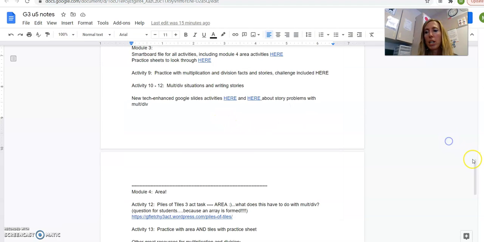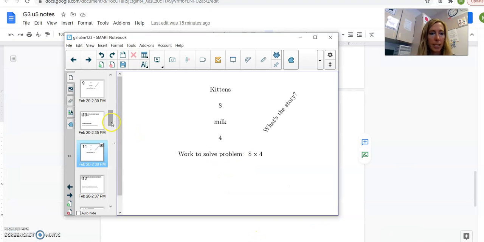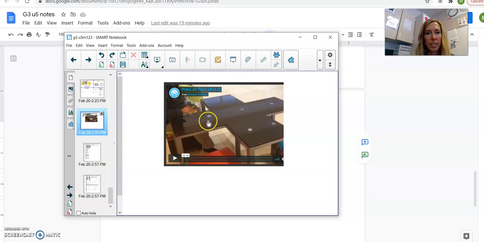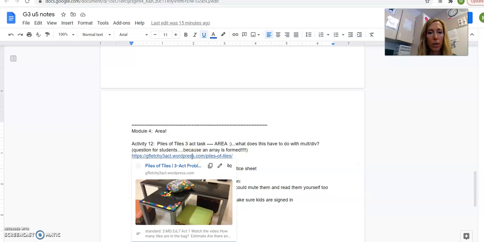And then in module 4, we end with area. And you guys have already worked through area a lot in Number Corner, and now it's just working on it again in regular math time and bringing it back in. There's the piles of tiles task, which you may have remembered doing. This is on the same Smartboard file as the one we just looked at with the word problems, but if I scroll all the way down, you're going to find piles of tiles, okay, where you do your notice wonder. And you could go to this site and find more about it, okay, for Act 2 and Act 3.